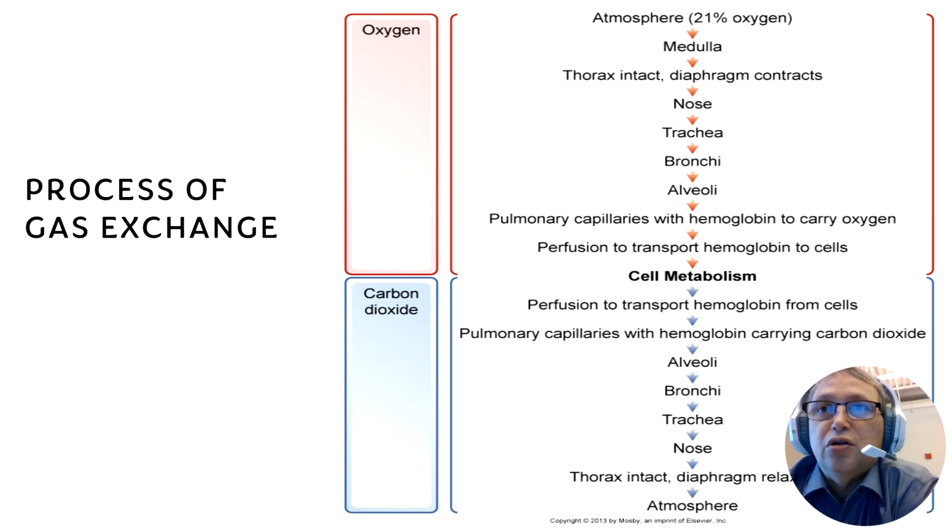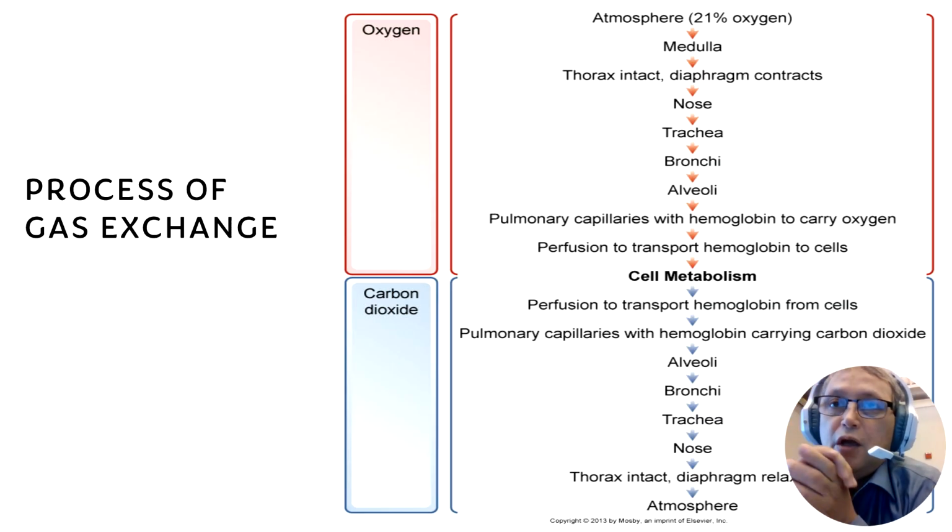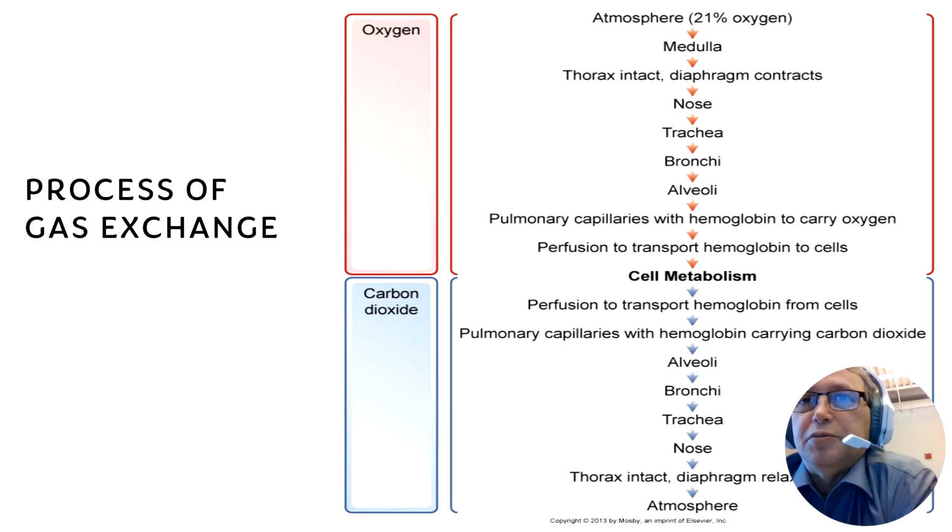and then transferring the carbon dioxide for the oxygen, the hemoglobin will transfer the carbon dioxide from the cells to the pulmonary capillaries, back up to the alveoli where it is exchanged through the bronchi, trachea, and out either through the nose or through the oral, and then again released to the atmosphere.